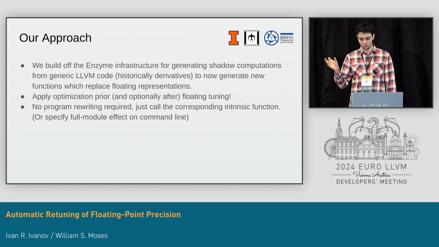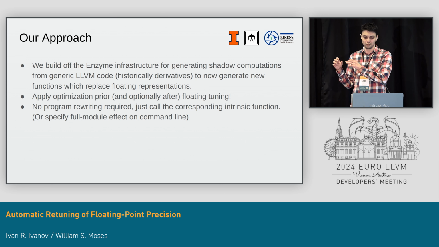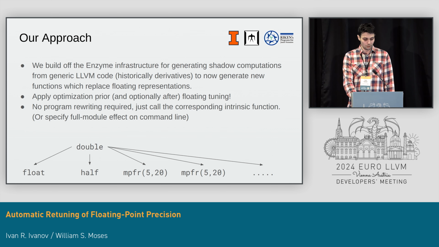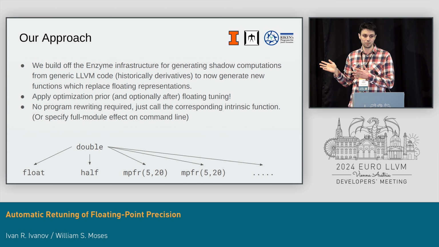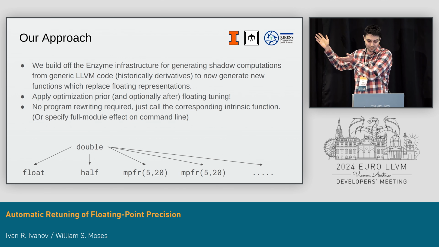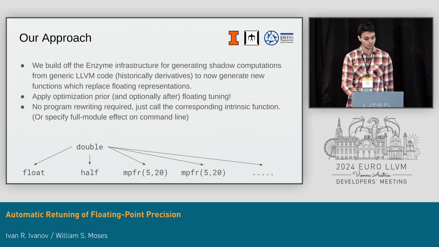You can either call a function or specify which function you want to truncate the values for, or you can specify on the command line to replace all of the floating point computation in the module. And we can do, for example, double to float, double to half if the platform supports it, or we can also insert runtime calls to the MPFR library so that you can do arbitrary precision, for example, exponent 5 and mantissa 20, or whatever you want.